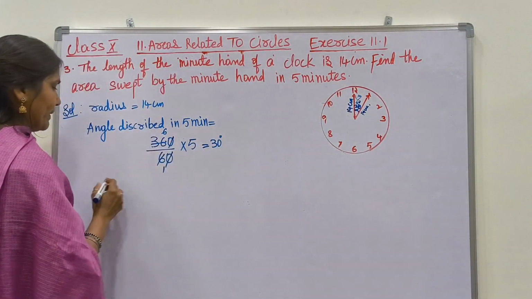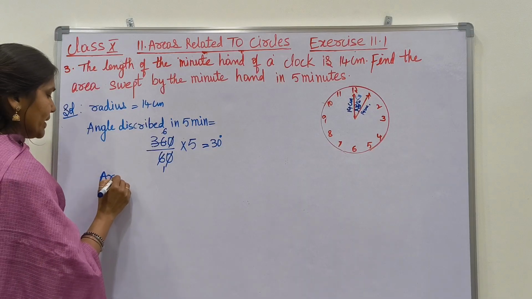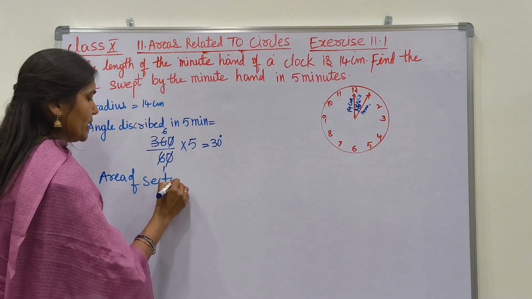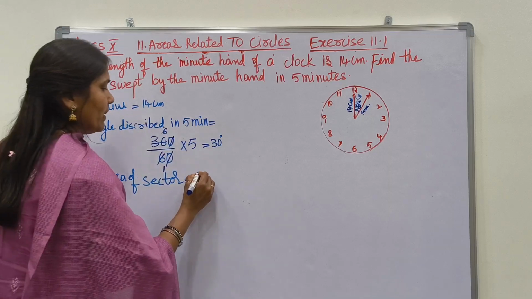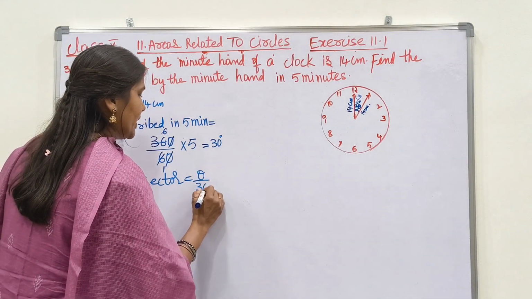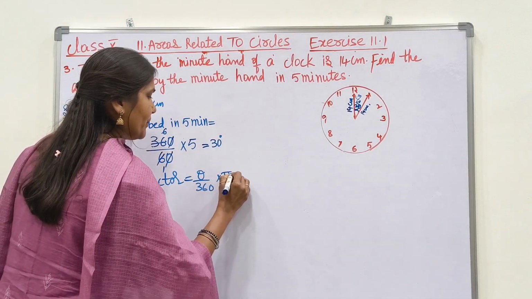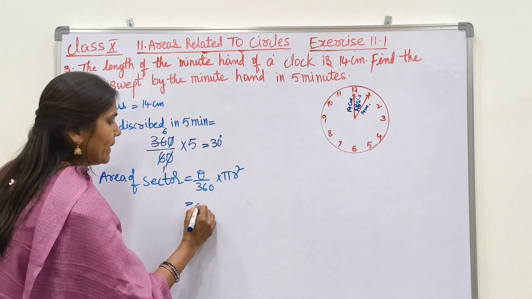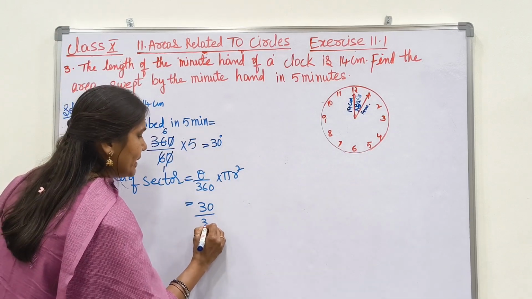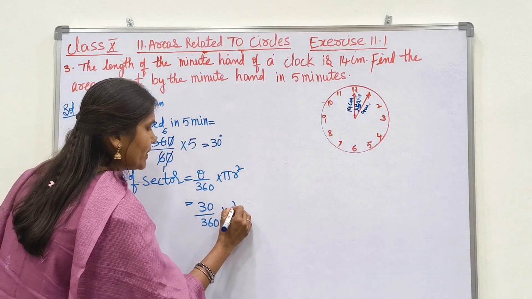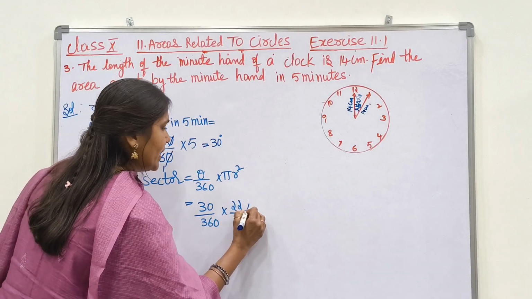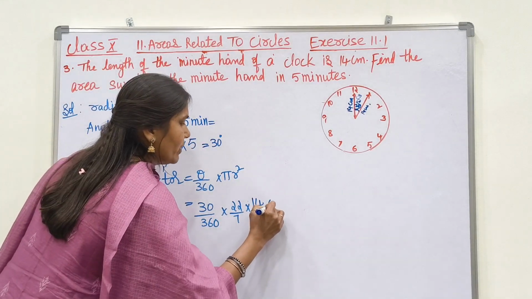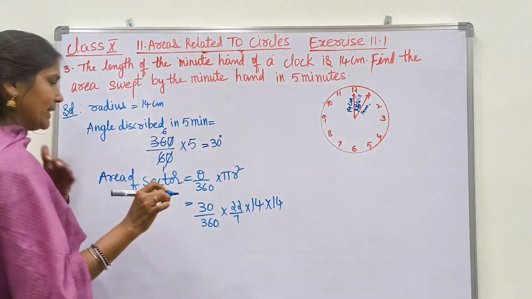Now we will find this area, which is a sector. The area of a sector formula is theta by 360 into pi r squared. Now apply the values. Theta is 30 degrees. So 30 by 360 into pi, which is 22 by 7, into radius 14 centimeters, 14 into 14. Simplify this and you will get the answer.